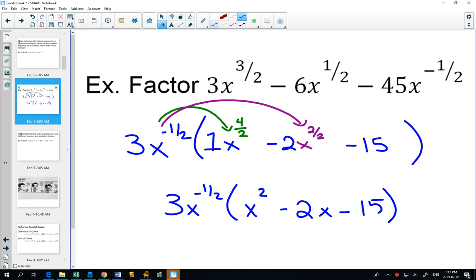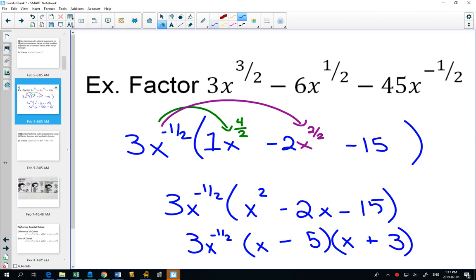And now we can factor this using our old methods of factoring. To get an x squared, it's going to have to be x and x. What are the numbers that would work to give us a -15 and still give us a -2 in the end? You see it will be 5 and 3. The 5 will be negative and the 3 would be positive.